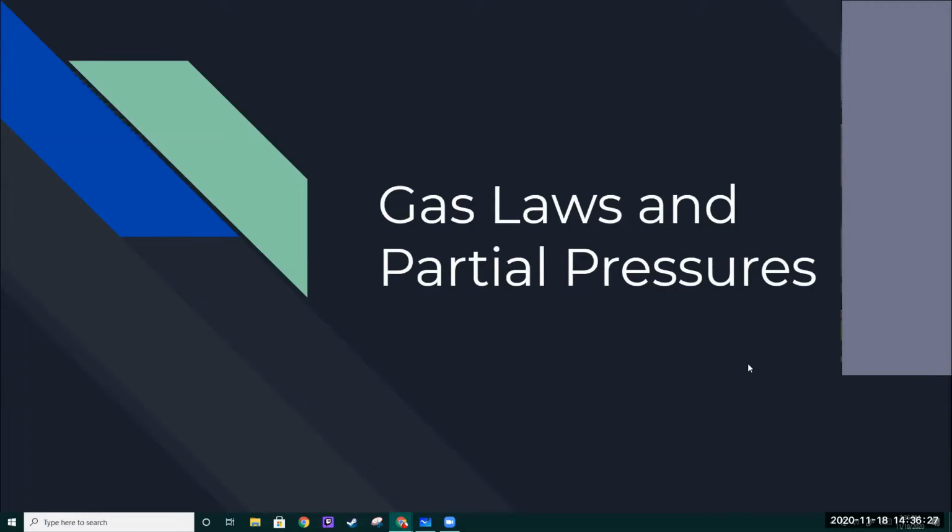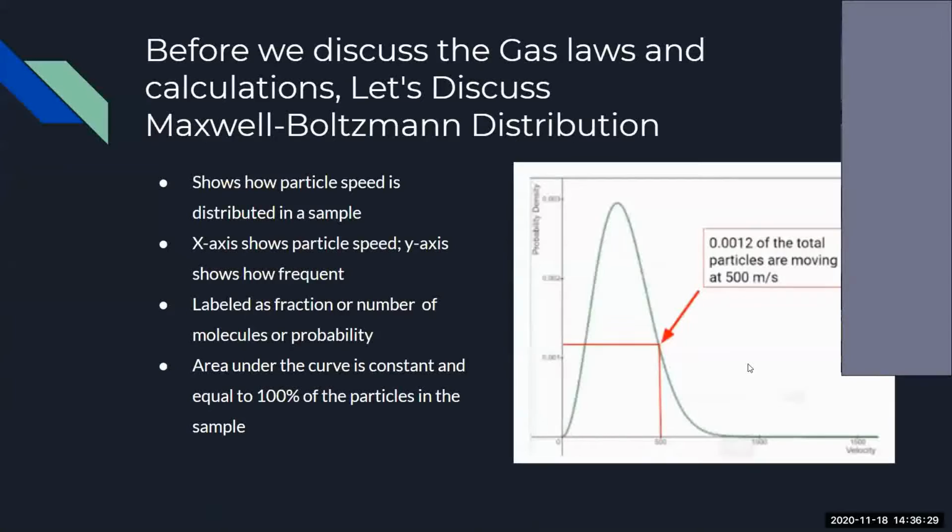So gas laws and partial pressures, that's what we're focusing on. Before we talk about the gas laws and get onto all those calculations, we're going to talk about these Maxwell-Boltzmann distribution graphs. What they do is show the particle speed, how it's distributed. Particle speeds can go from like 0 to basically 1,500 meters per second. All the particles in a gas are somewhere in between there.